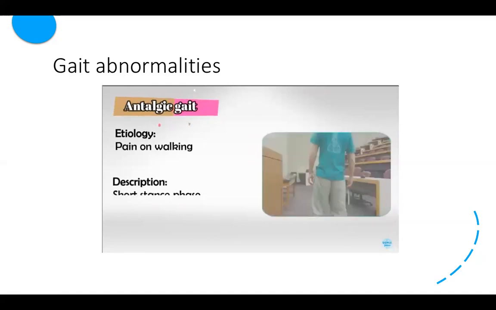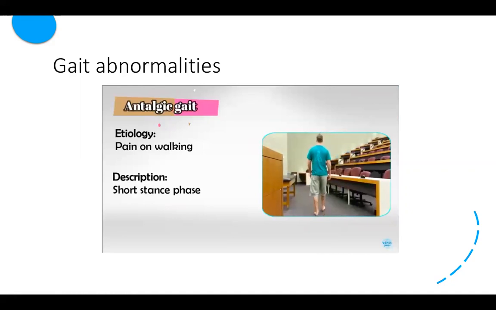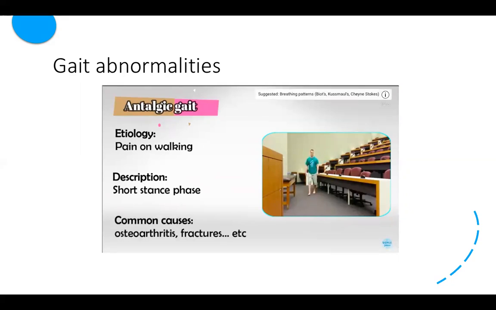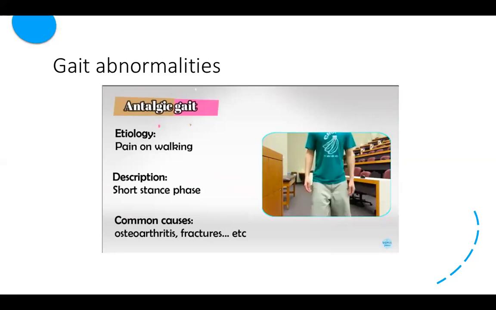Antalgic gait is also pretty common, and it's caused by pain, usually in one leg. The patient would avoid bearing weight on that leg, so presents with a short stance phase. Common causes include fractures, infection of the joints, maybe osteoarthritis, and etc.